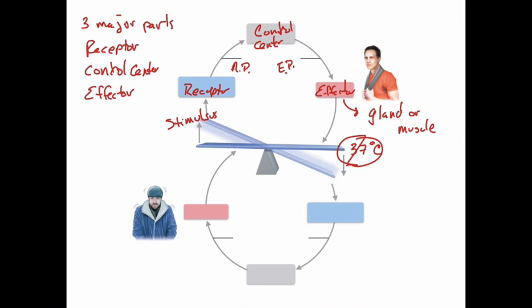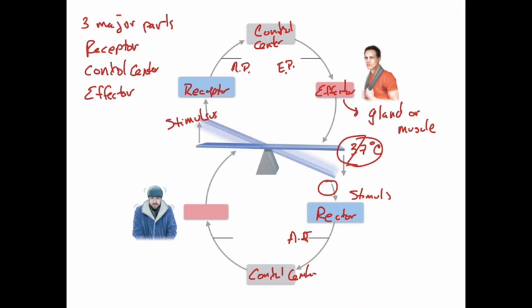Now, the exact opposite can happen. The body temperature could drop. So the stimulus in this particular example could be that the body temperature is dropping below the set point of 37 degrees Celsius. In that case, the stimulus again is going to be picked up by a receptor. That receptor is still going to send information along the afferent pathway to the control center.